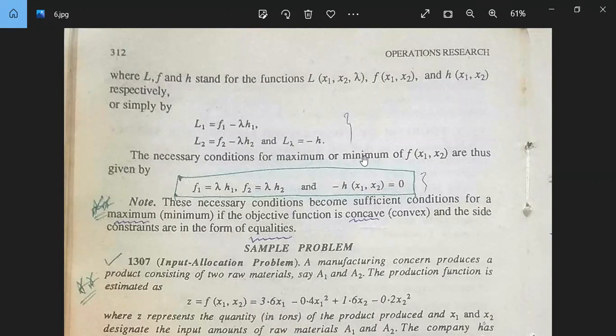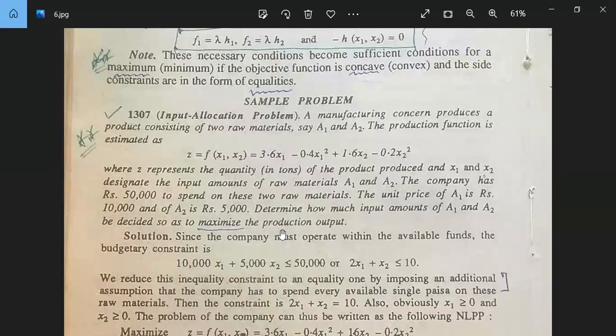The necessary conditions for maximum or minimum of f(x1, x2) are given by L1 should be 0, L2 should be 0 and L lambda should be 0. It means f1 should be lambda times h1, f2 should be lambda times h2, and minus h(x1, x2) is equal to 0. These necessary conditions become sufficient conditions for a maximum or minimum if the objective function is concave. Maximum if it is concave, and minimum if it is convex. And the side constraints are in the form of equalities. The constraints must be equalities; this is not for inequalities.